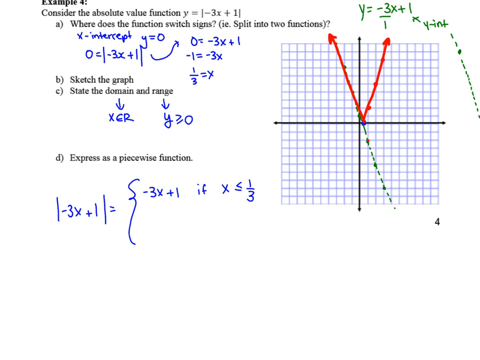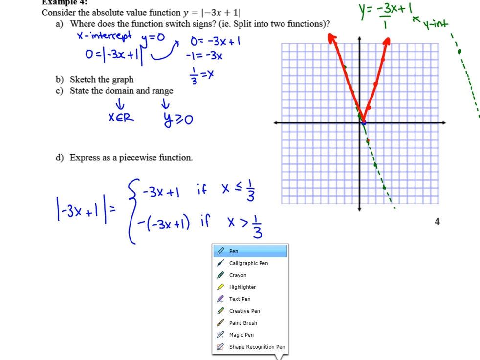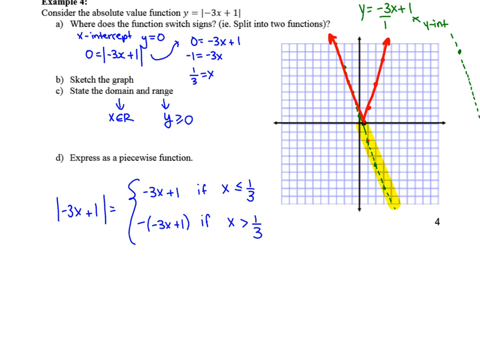That's going to help you with your piecewise. Where was it positive before? Where was it above the x-axis before we took the absolute value? Okay, and then where was it negative originally? Where did we reflect it? If x is greater than 1/3, right? See this part here? Where was this part reflected? That's when x was greater than 1/3. Then we reflect it.